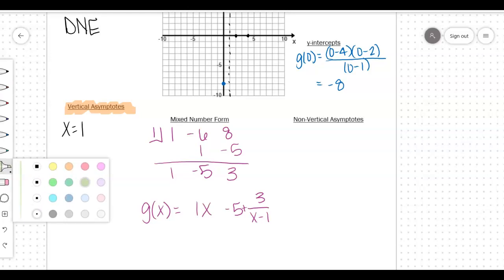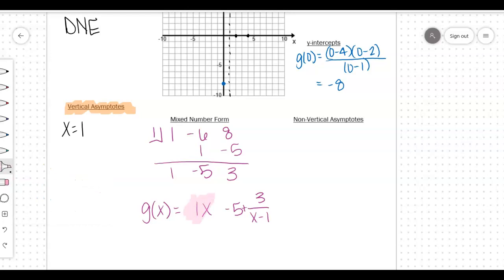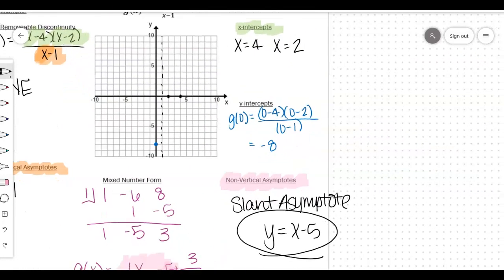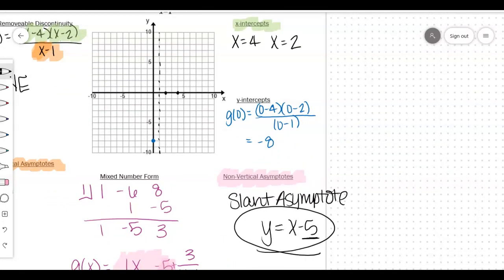Again, the piece of this that is helpful is the polynomial part. So in this case it is the 1x minus 5. And so in this case, we call this a slant asymptote. And so that slant asymptote will be at y equals x minus 5. So we're going to graph that asymptote. Keep in mind that the negative 5 is the y-intercept and the 1 is the slope. And so I'm just going to sketch a rough line. And so I know that that's kind of the end behavior of my graph.